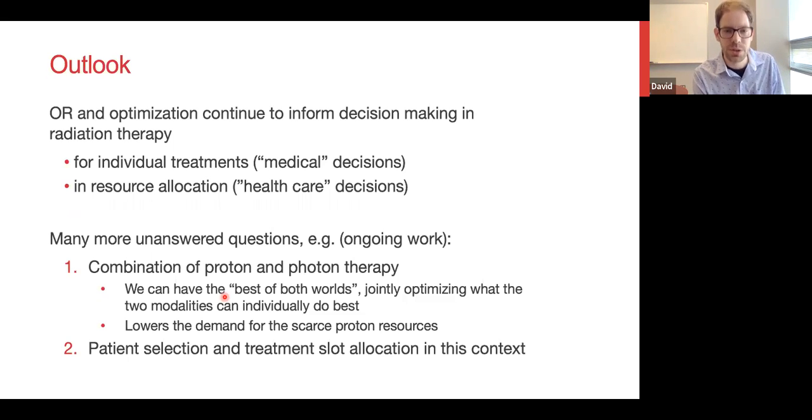And there's a lot of additional constraints that we have to consider when we think about what would be a reasonable policy or a reasonable treatment strategy. And of course, the patient selection and treatment slot allocation problems become much more complicated than in the case that we studied. So that's all I had for today, and I'm happy to entertain any questions.